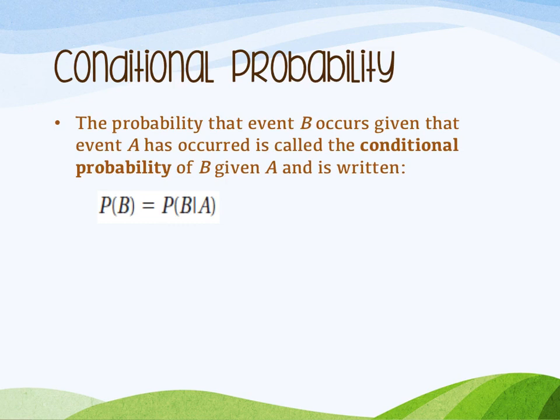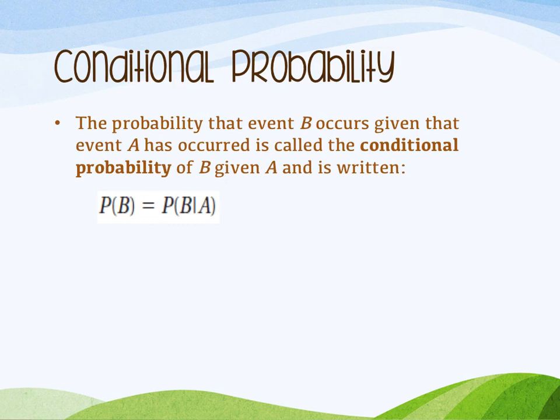All right, so conditional probability is exactly what happens as a result of a dependent event. If the probability that event B occurs, given that A has occurred, it's called conditional. And it's written as that. So the probability of B equals the probability of B assuming A has already happened.